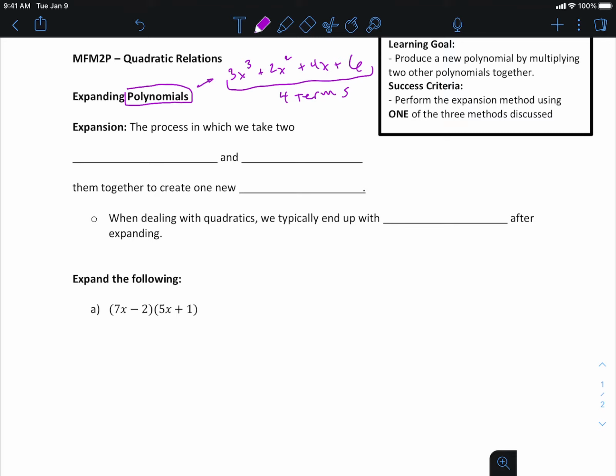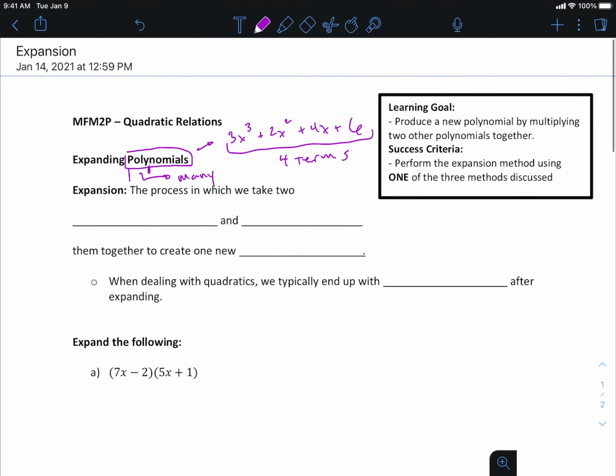The prefix poly just means many. We saw one yesterday, the word trinomial. The prefix tri means 3, which means it would look like 2x squared plus 3x plus 5. There are 3 terms there.